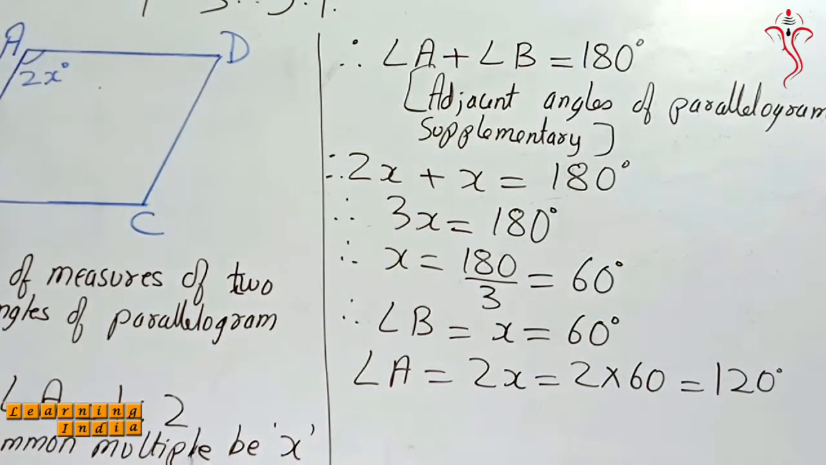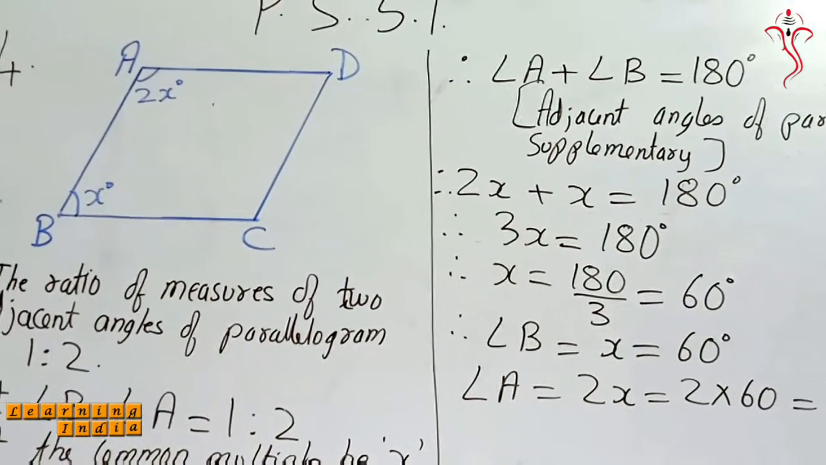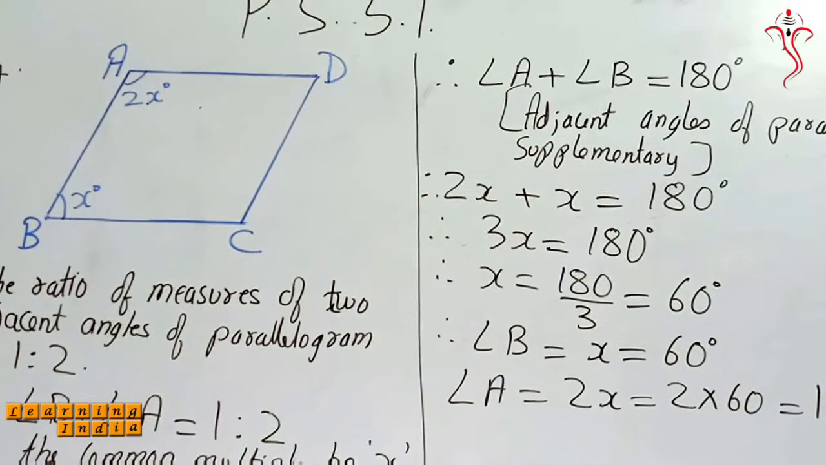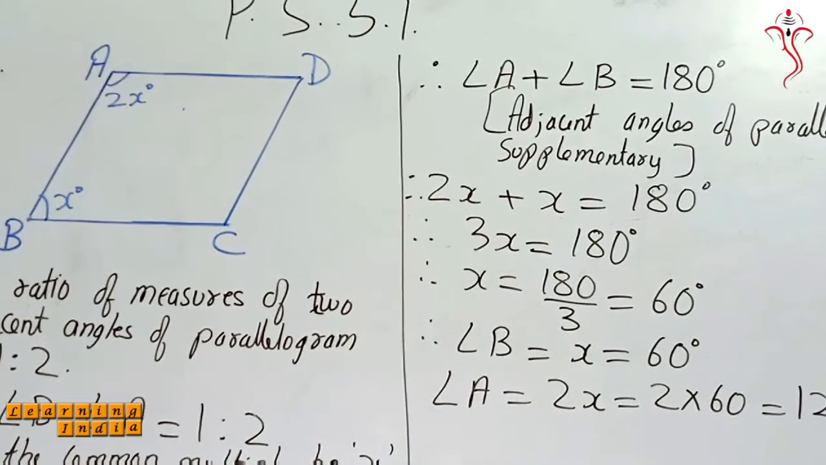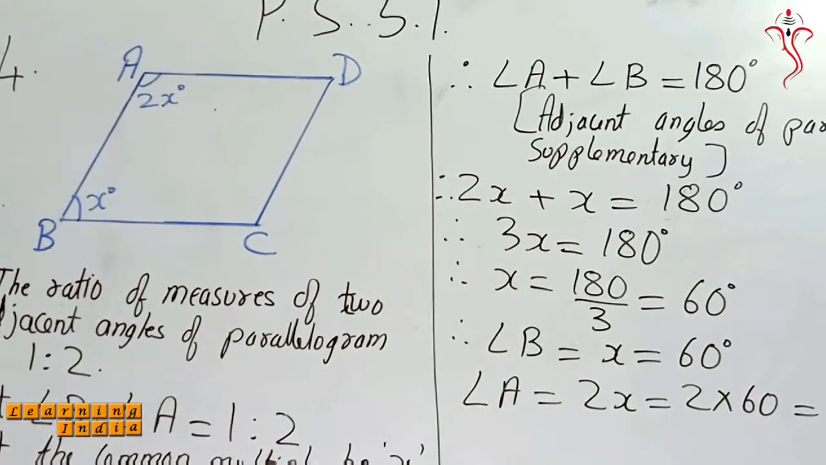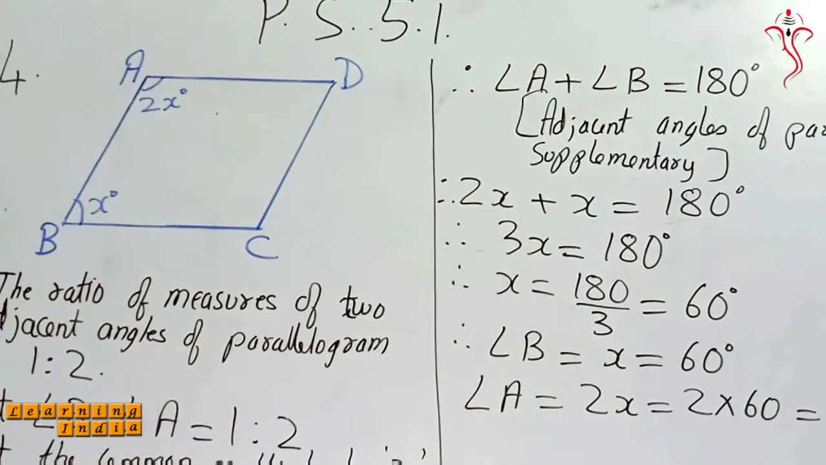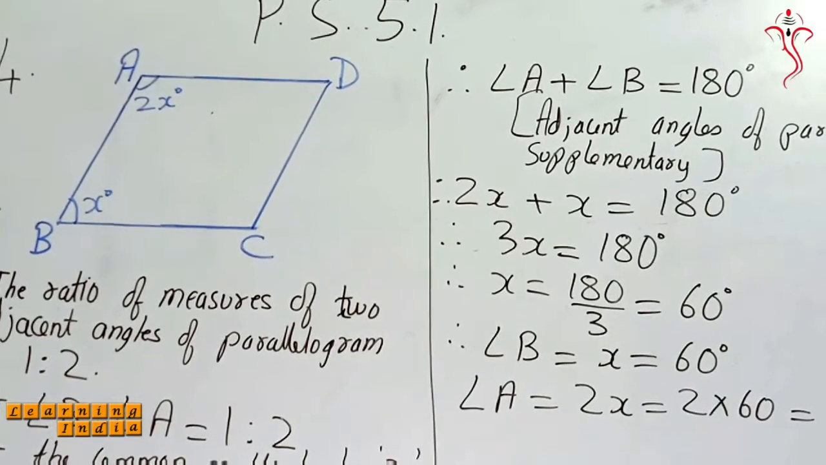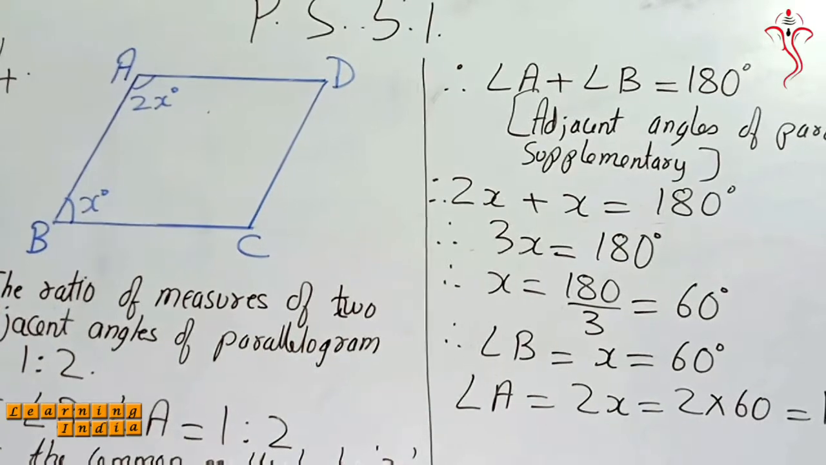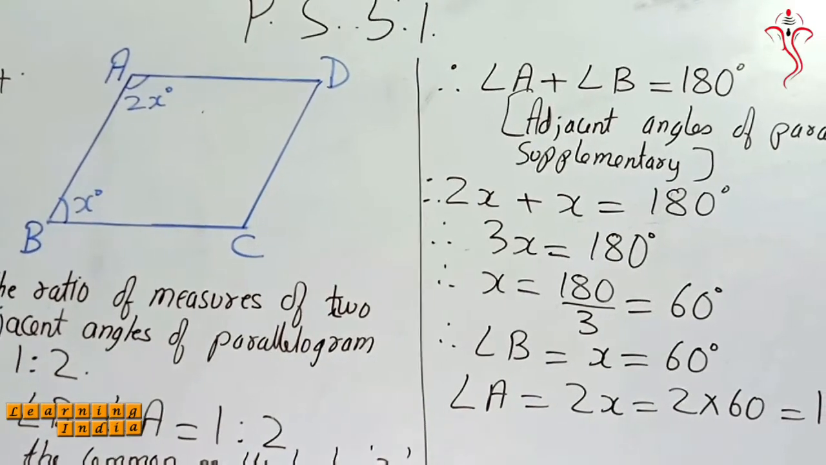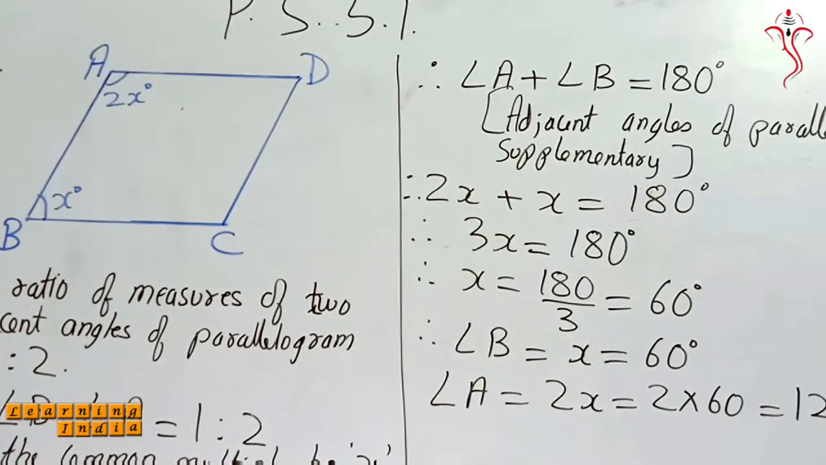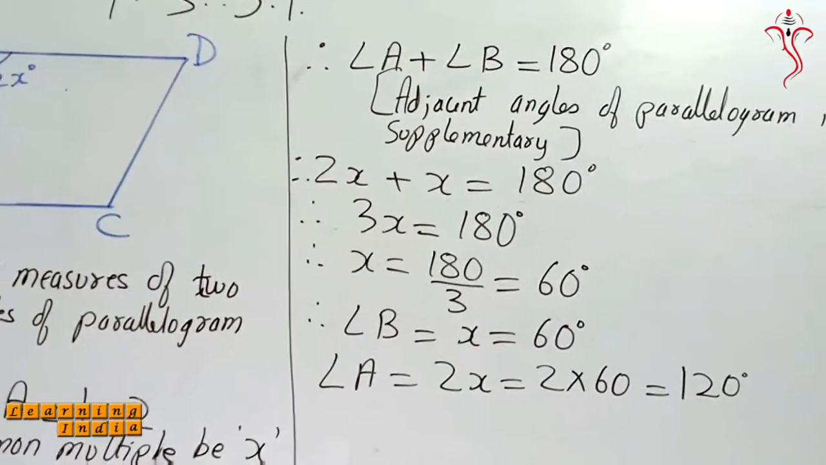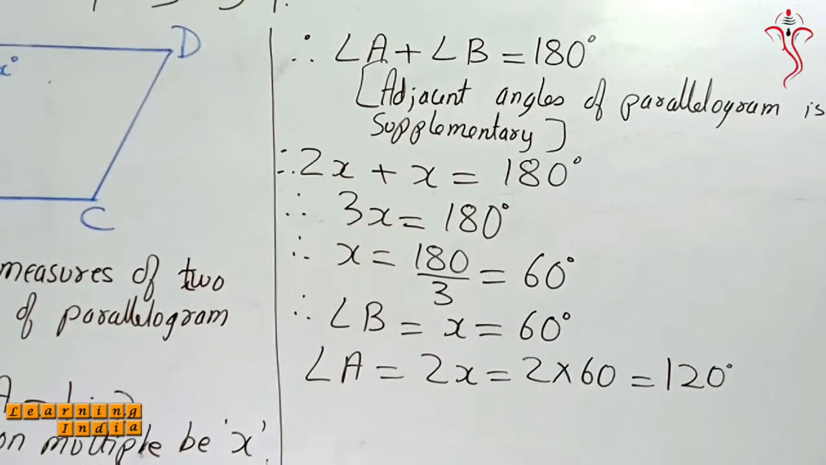So what was our angle A? Angle A, if you see the diagram, it was 2x. So it is 2 into 60 is 120 degree. Again angle A and angle C दोनों क्या opposite angle से parallelogram का, तो both of the measurement same रहेगा. Similarly angle B is equal to angle D, it is equal to 60 degree. Reason, opposite angles of a parallelogram are congruent. So we can write it down here.